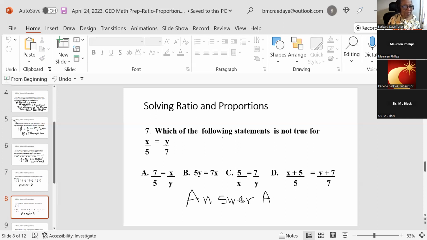Okay, that's a quick observation. Yeah, because this is a proportion. You got a ratio of X to 5 equal to the ratio of Y to 7.